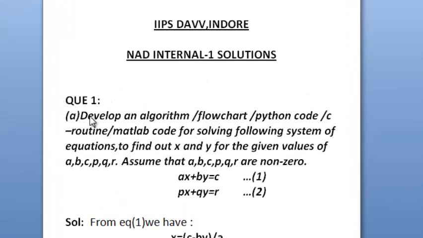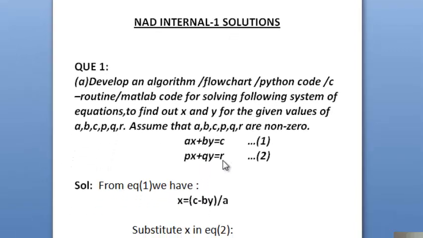The question 1 is, develop an algorithm for solving the following system of equations to find out x and y for the given values of a, b, c, p, q, r. Assume that a, b, c, p, q, r are non-zeros. Here our two equations are ax plus by is equal to c and px plus qy is equal to r.